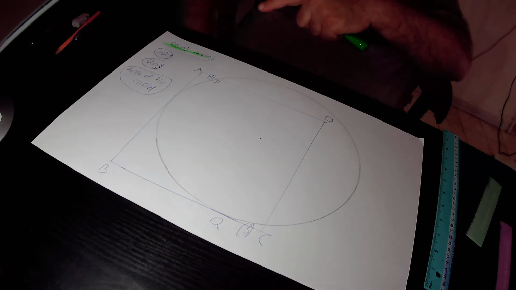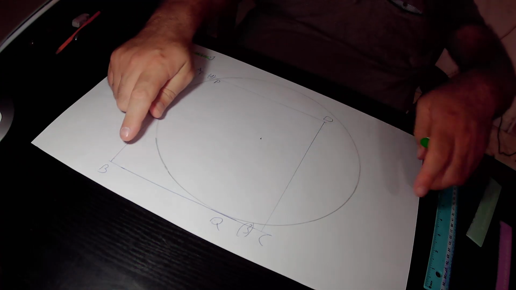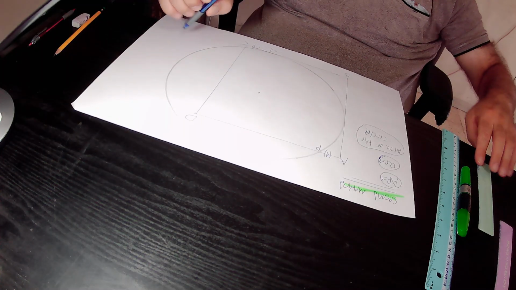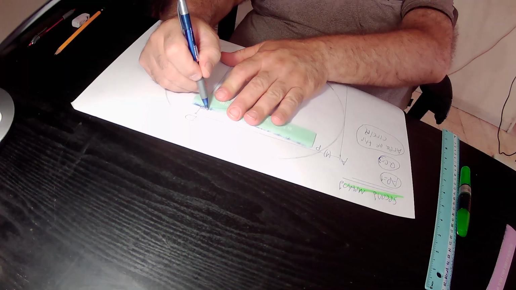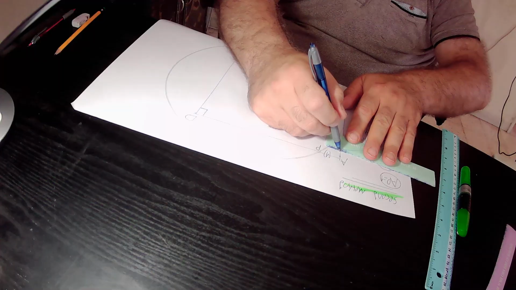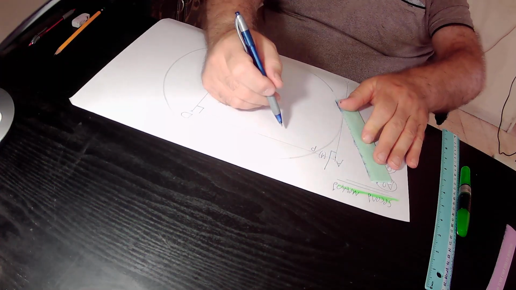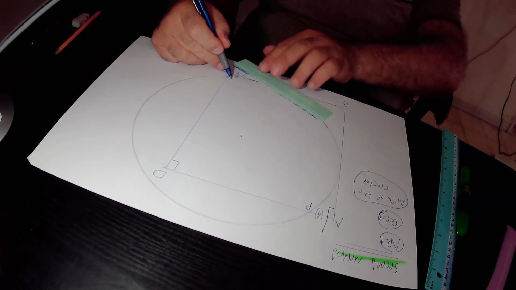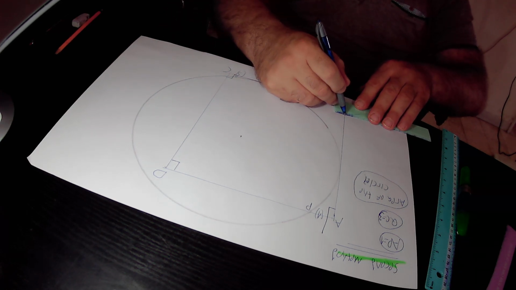So ABCD is a square, therefore all those four angles are right angles. So actually this is a right angle. This is a right angle. This is a right angle. Finally, this is also a right angle.